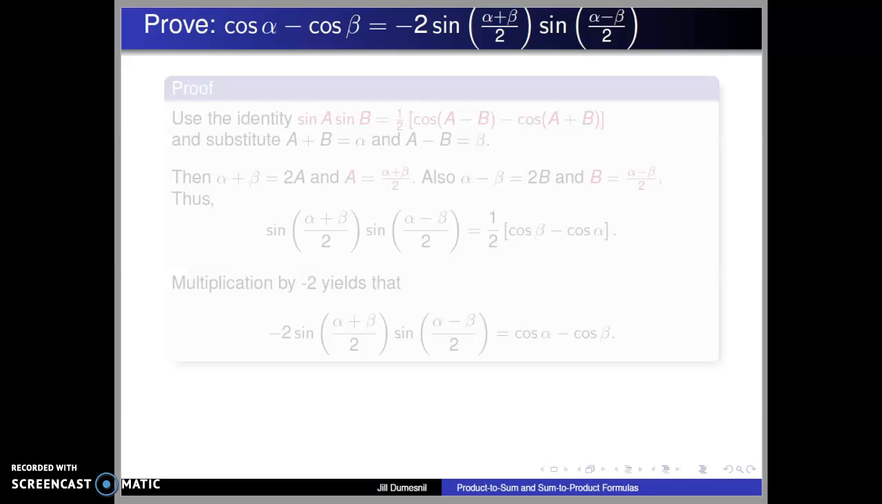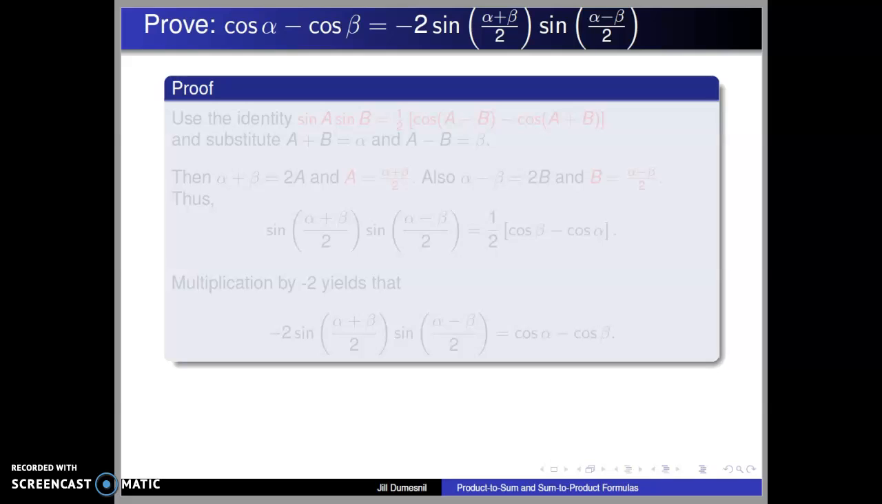Let's prove the fourth formula. This proof doesn't start with one side and work to get the other. Instead, we start with a known identity for the product of two sine factors. We will substitute alpha equal A plus B and beta equal A minus B.